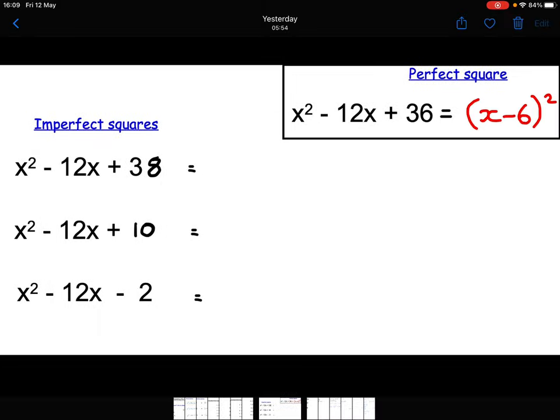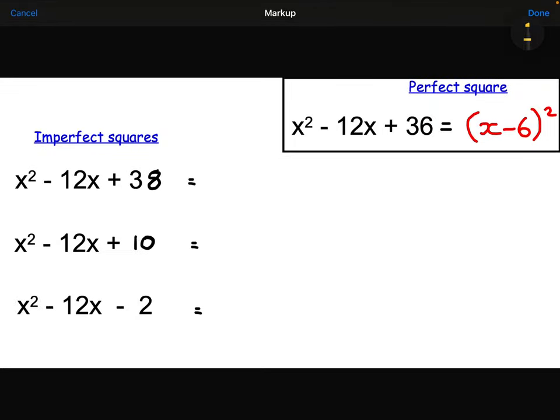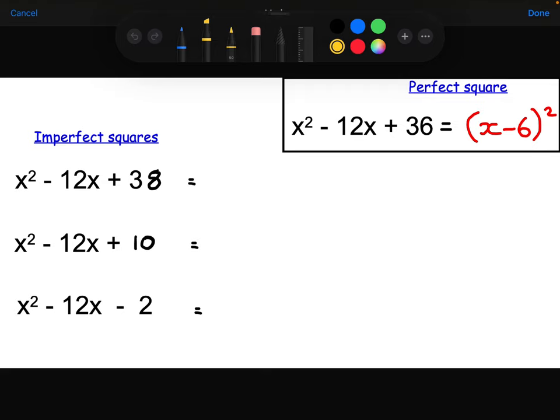Now that we've looked at perfect squares, let's see how we can adapt perfect squares to get imperfect squares. So x squared minus 12x plus 38, that is an imperfect square. I cannot write this as something squared. But I do recognise that this is very similar to this perfect square. In fact, I noticed that this is just this plus 2. So I could rewrite this as x minus 6 all squared plus 2.